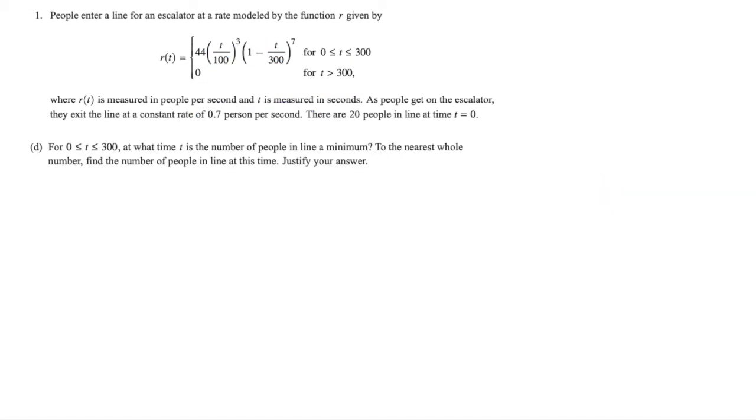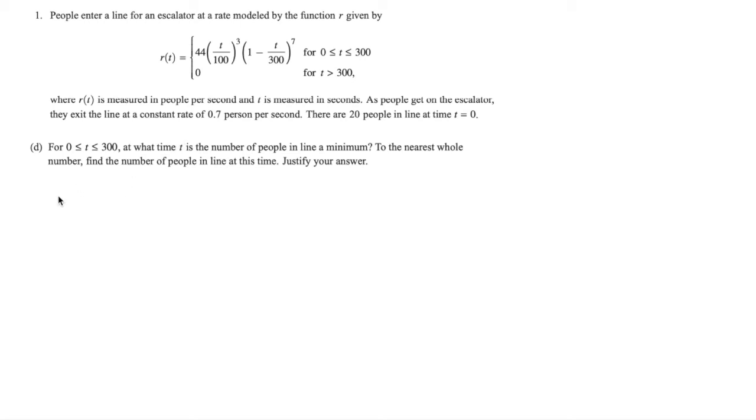Finally, and this is the last section of this exercise, part D. For 0 to 300, at what time t is the number of people in line a minimum? And also, to the nearest whole number, we need to find the number of people. So we need to find first the time at which it is the minimum, and after that we need to find the number of people at that time. I'm going to use information that I presented in sections A and B for this exercise. So if you need to rewatch the video, just have a look at it, because I'm going to use information that was found in that video.